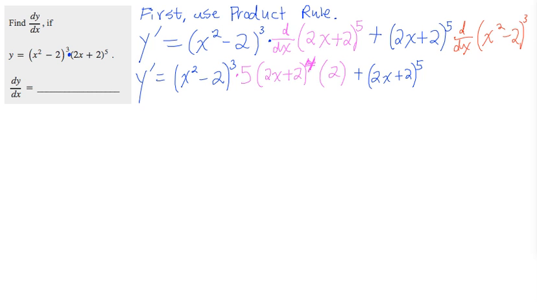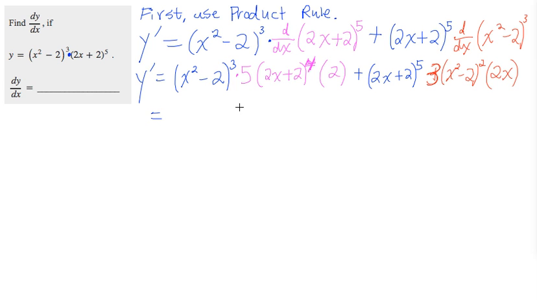Then to find this derivative, it's the same thing. We use chain rule to differentiate that outer function around the inside function. So we bring the 3 down, and then x squared minus 2, reduce the power by 1, so that becomes a 2, times the derivative of this inside function. The derivative of x squared minus 2 is 2x. Okay, and that's the full derivative right there.